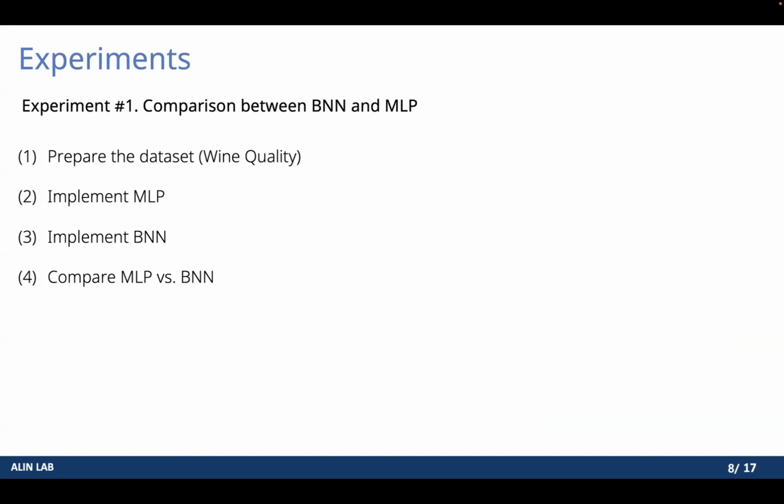Here is our first experiment. We do a comparison between Bayesian neural networks and the multi-layer perceptron, which we usually call MLP. MLP is a standard neural network with deterministic properties, while BNN is not. Therefore, our experiment is to verify the usefulness of Bayesian statistics in deep learning. And here, in the experiment, MLP will be used as a baseline to empirically confirm the performance and the characteristics of BNN. We used the wine quality dataset for our lab setting.